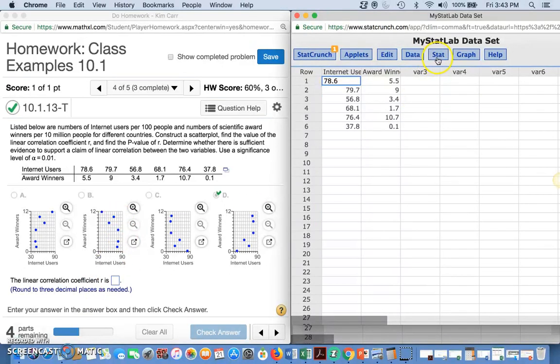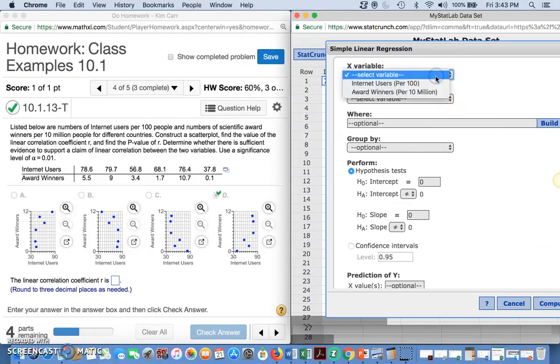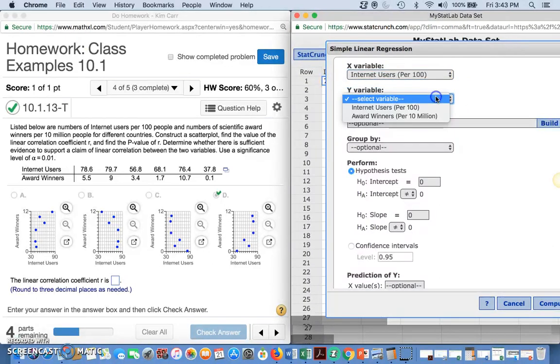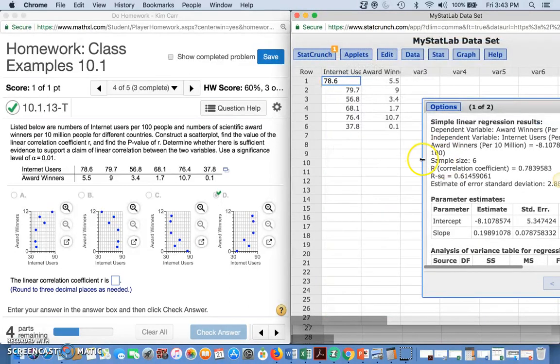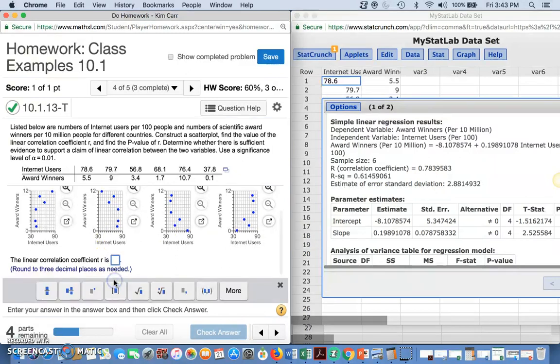Now we want to do the same thing we've done before. We want to run the regression test for simple linear. X is the internet users, Y are the award winners, and we keep the intercept and the slope, but keep in mind the slope is what we're really concerned with here. Your R, your correlation coefficient, is here. It gave it to us as 0.784.